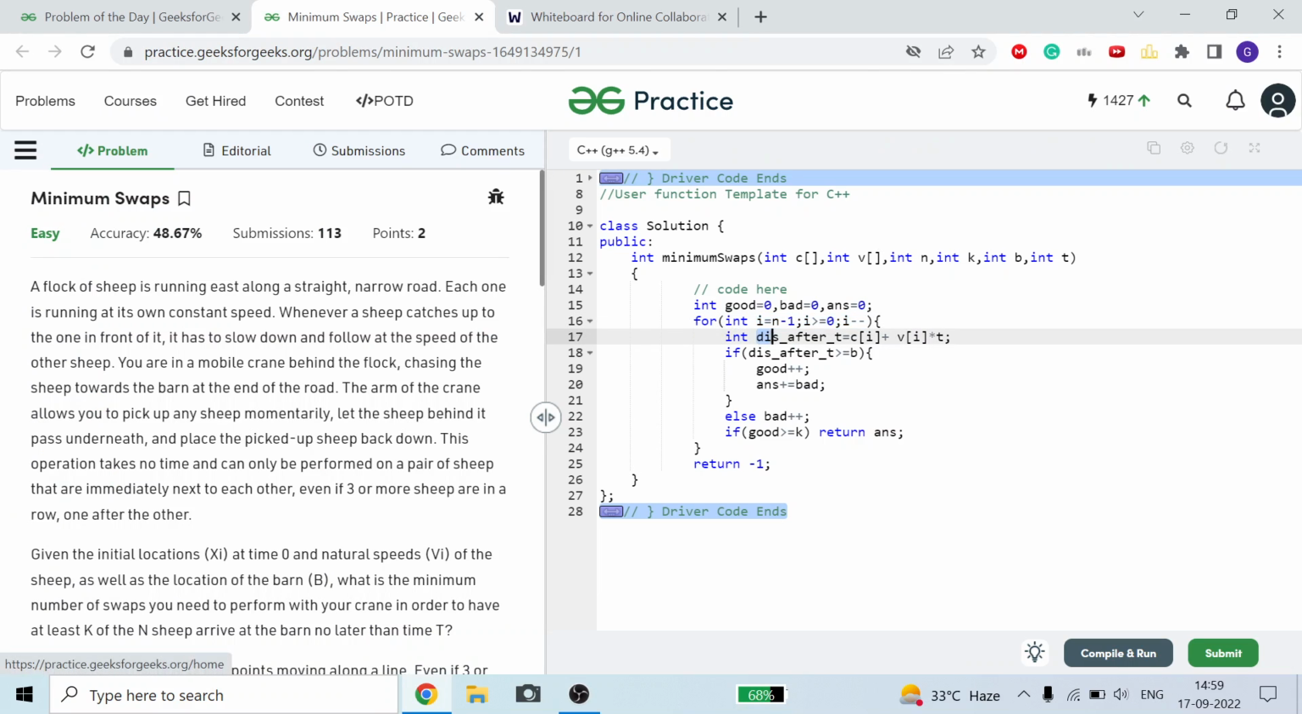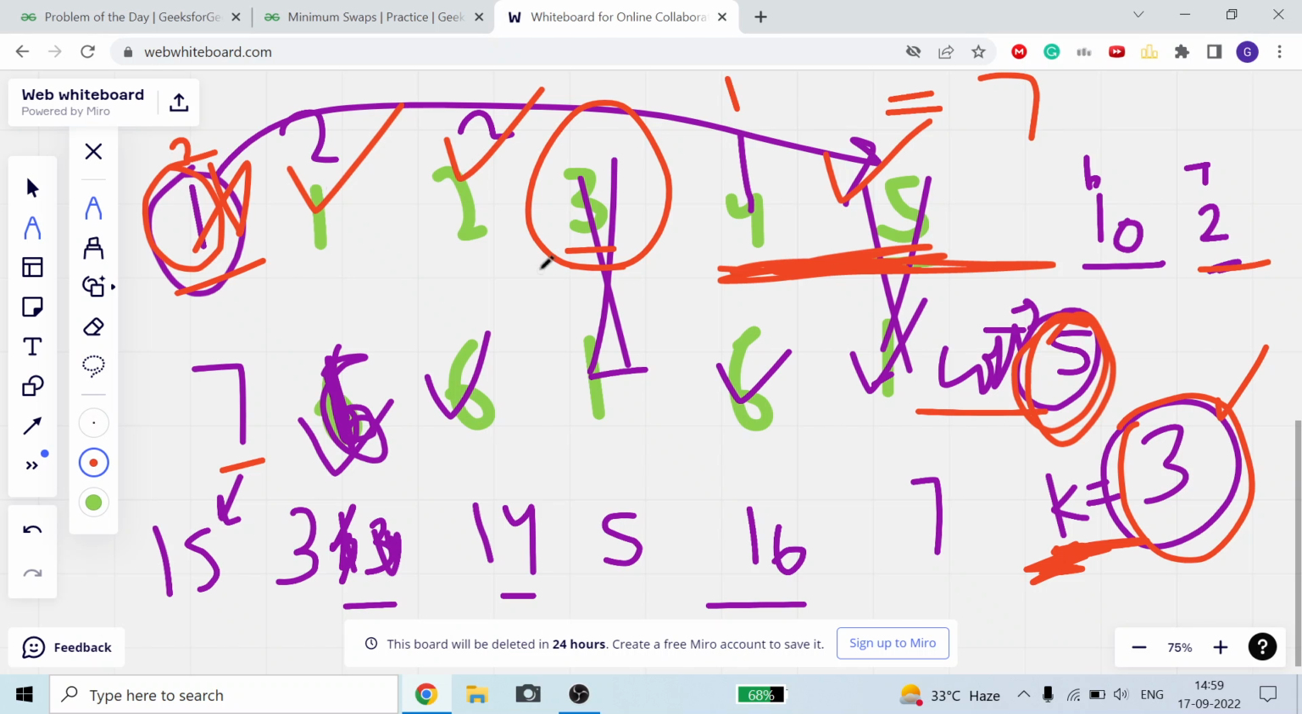So I will calculate the distance after t, meaning the ship will be at this point after t units of time. It is current position plus velocity into time. If this position is greater than or equal to b, it means yes, this ship can reach position b, then I will increase my good count, and answer plus equals bad, meaning I need to ignore bad number of ships. Like for this I need to ignore this, and this. For this as well I need to ignore this and this. But for this 4 I need to ignore only this.